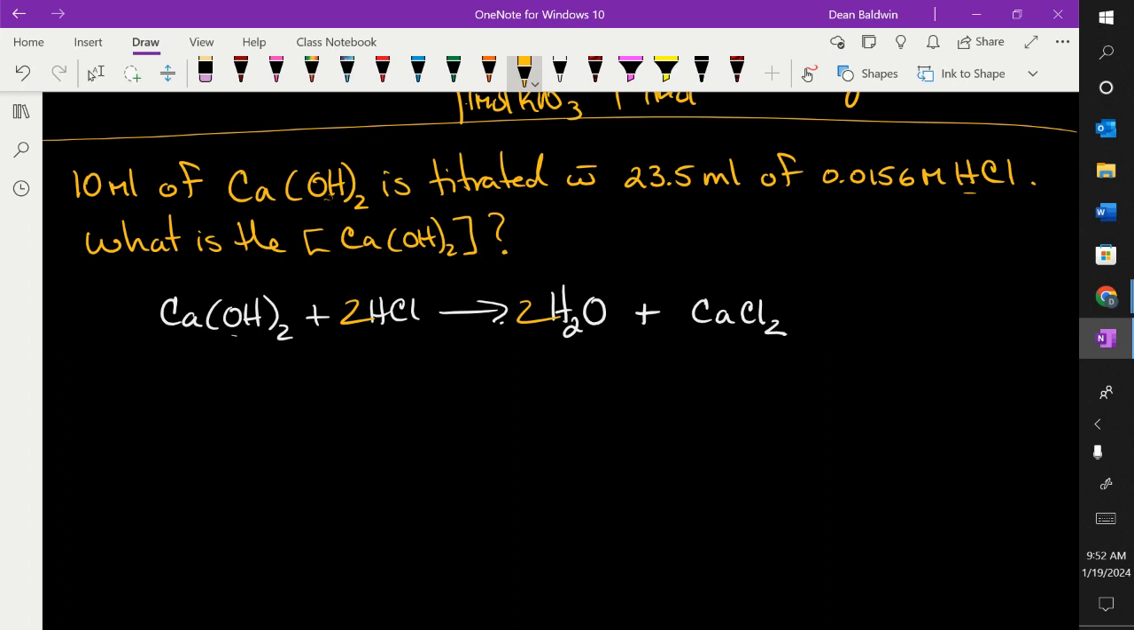That balanced? Everybody agree with that one? Okay, now it's balanced. Now we can do our thing. So we have 10 mils of calcium hydroxide titrated with 23.5 mils of 0.156 molar HCl. What are we doing? What should we do? Yeah, we can do that. Okay, so this is 0.0235 liters, I guess.